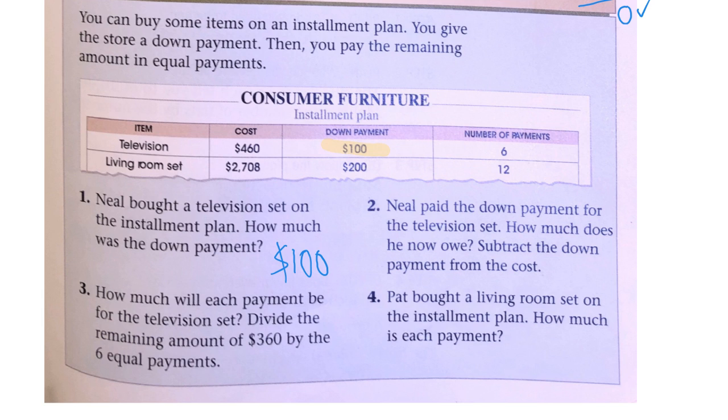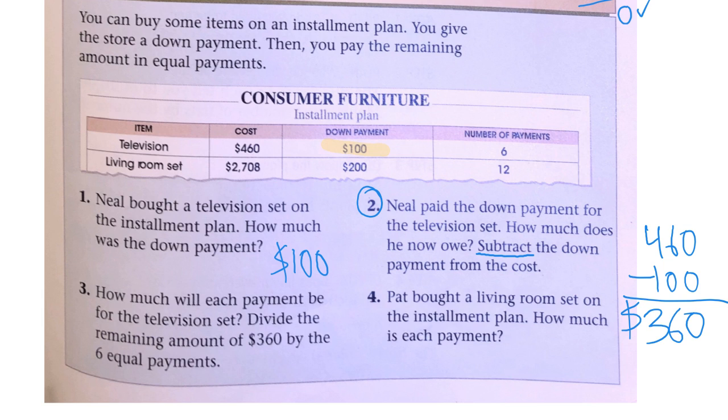We just identified it. Now Neil paid the down payment for the television set. How much does he now owe? So we want to subtract the down payment from the cost. Okay. It cost $460. The down payment was $100. So there's $360 left.